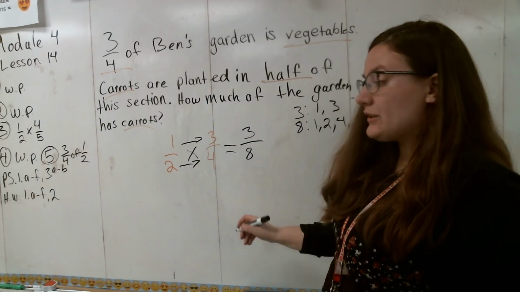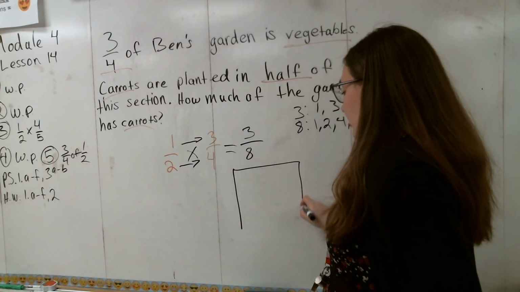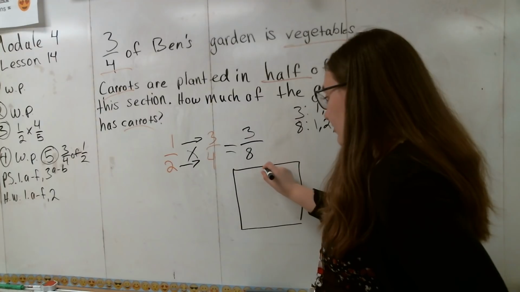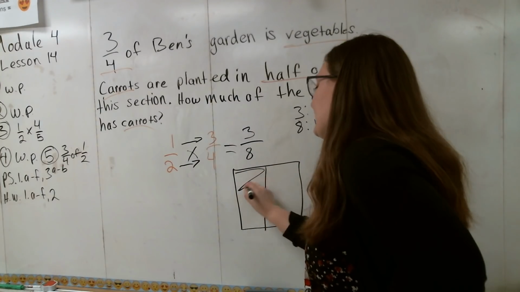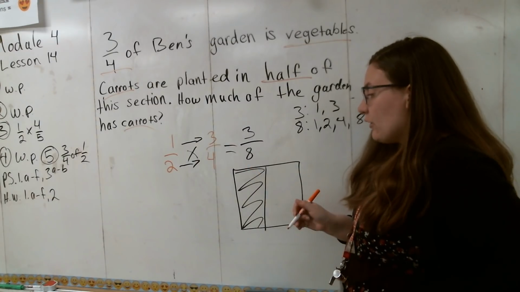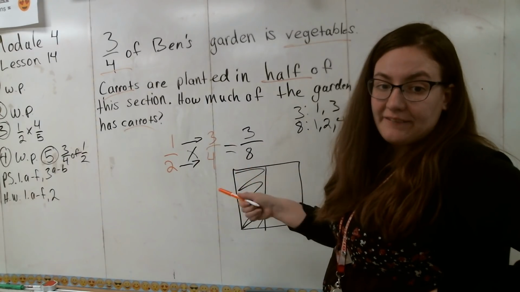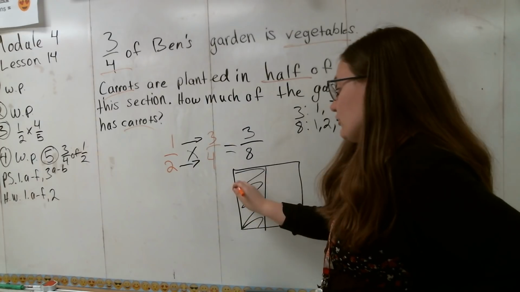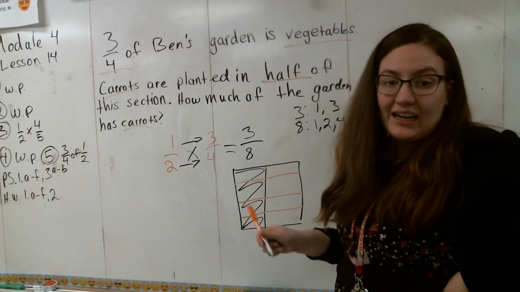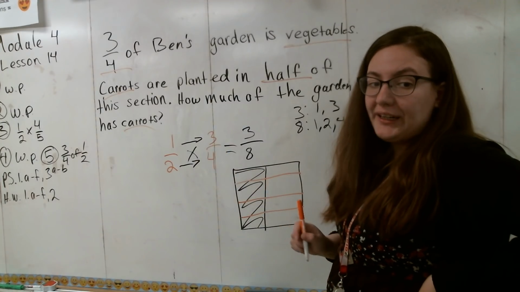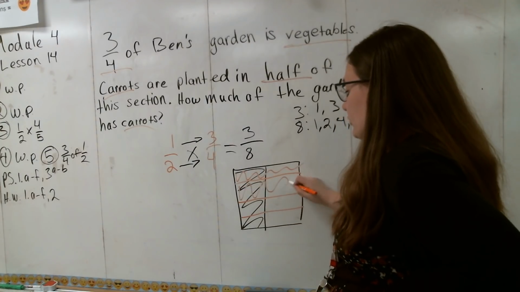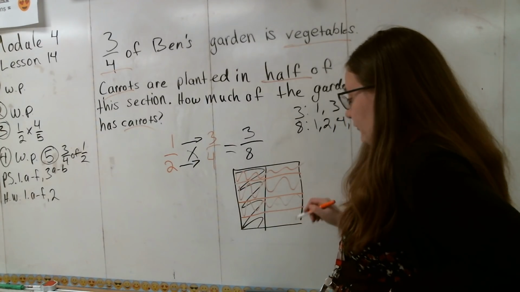I'm going to show what this would look like as a model, though. So for my model, I will first be splitting this into half, because that is what my first fraction is. So I split it in half like this, and then I have 3/4. So I know that I have to split my model horizontally into 4ths. So I'm going to cut it like this. And then I need to fill in 3 of those spots. So I have 1/4, 2/4, and 3/4.